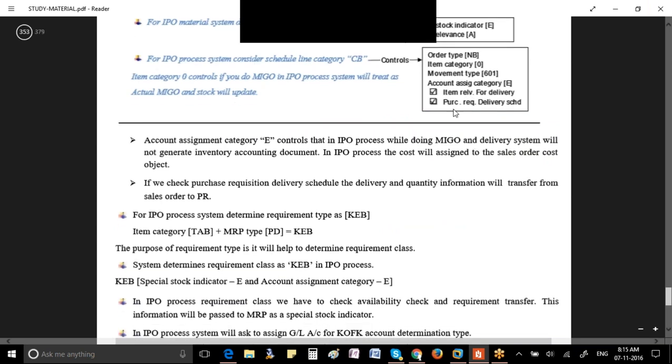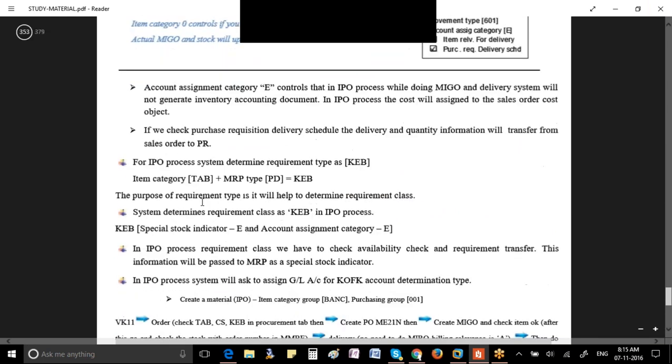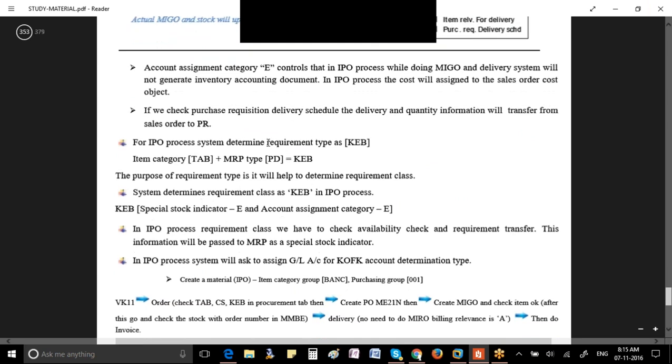And purchase requisition delivery scheduling controls that all the delivery and quantity information will be transferred from the order to the PR. And the requirement type: how the requirement type is determined in the sales order in the IPO process is item category plus MRP type, that is TAB plus PD, and the requirement class is KEB.